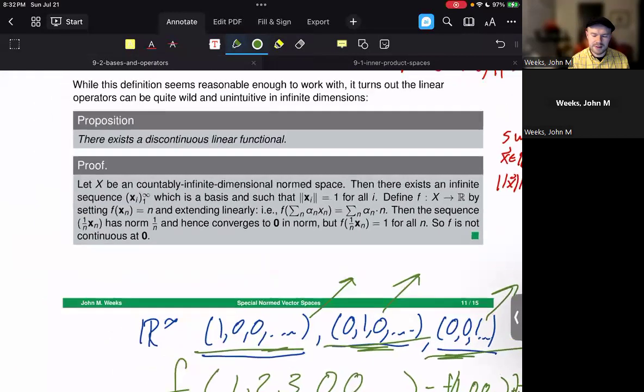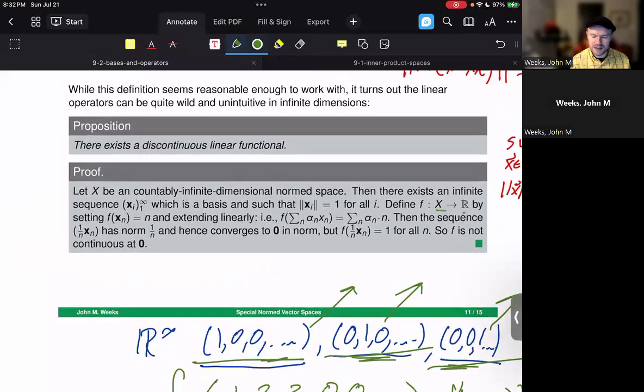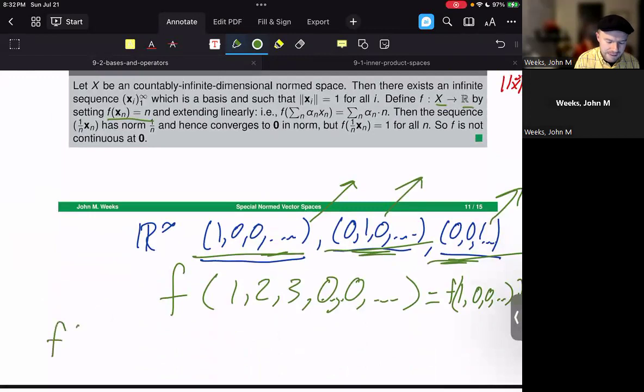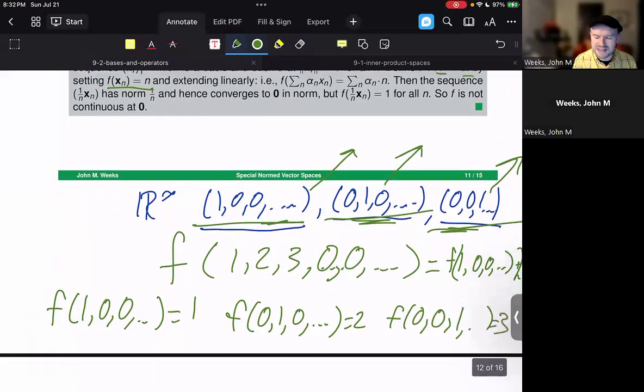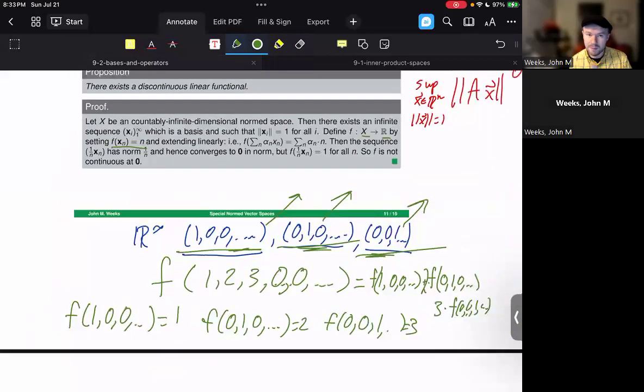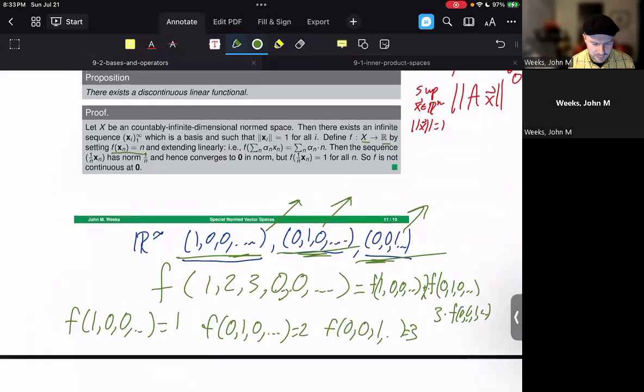We're going to take f to be going from this infinite dimensional vector space to the real numbers by setting f of x sub n, the nth vector inside of the basis for this space, to be equal to n, the index. In this example, what we would have is that f of 1, 0, 0 is going to be equal to 1. F of 0, 1, 0 is going to be equal to 2. F of 0, 0, 1 is equal to 3. You can definitely see that this function grows based on what basis element you're plugging into the function.